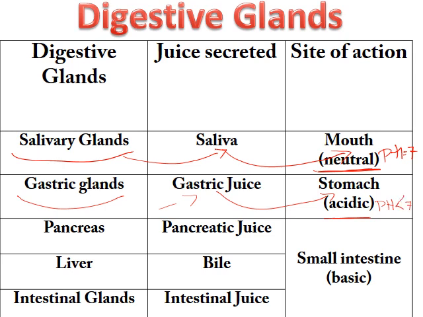The pancreas secretes pancreatic juice at the level of the small intestine. The liver secretes bile at the level of the small intestine. Intestinal glands secrete intestinal juice, also at the level of the small intestine. Those three act at the level of the small intestine. The medium is basic, meaning that pH is greater than 7.